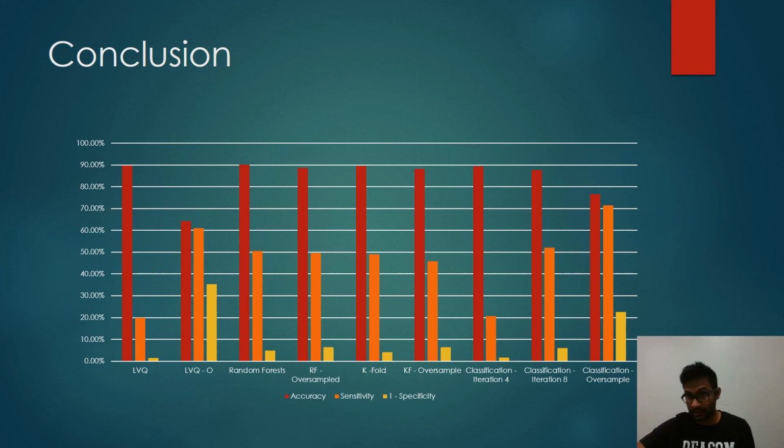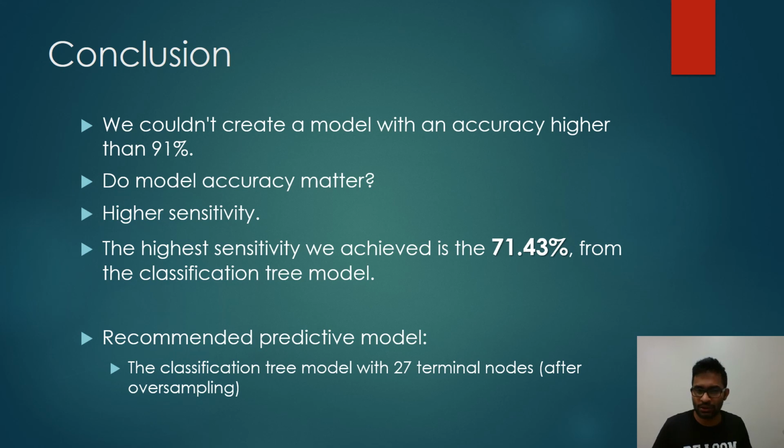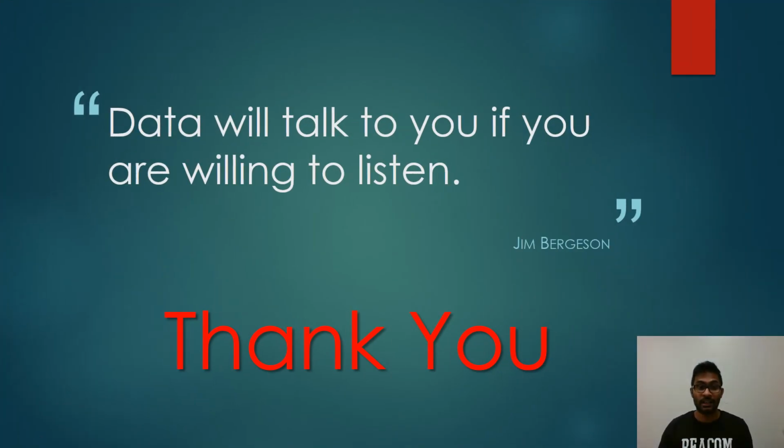So what is our conclusion here? We couldn't create a model with an accuracy higher than 91%, but accuracy doesn't actually matter in this case. What matters is higher sensitivity. The highest sensitivity we achieved is 71.43% from the classification tree. So what I recommend is the classification tree model with 27 terminal nodes that was trained with the oversampled training dataset. And thank you for listening.